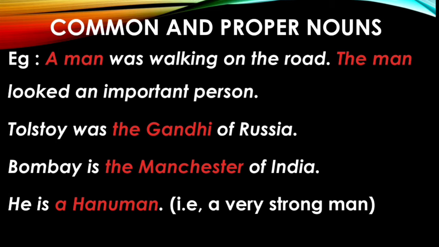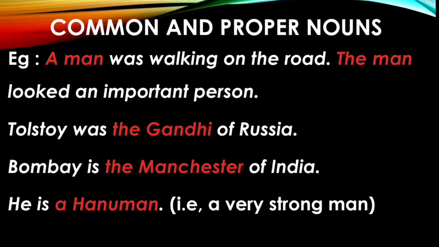Tolstoy is compared. When the qualities of two persons or things are compared, a proper noun can be used as a common noun in two ways. If two objects are used with a preposition, the is added between the noun with which the comparison is done. So here Tolstoy is compared with Gandhi. So when we add the article the, he becomes proper noun.